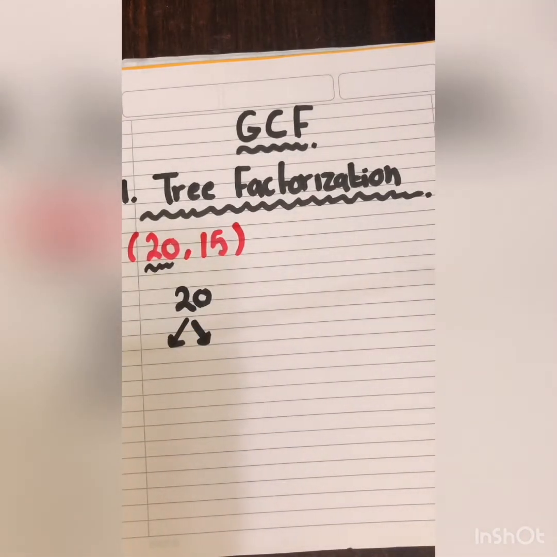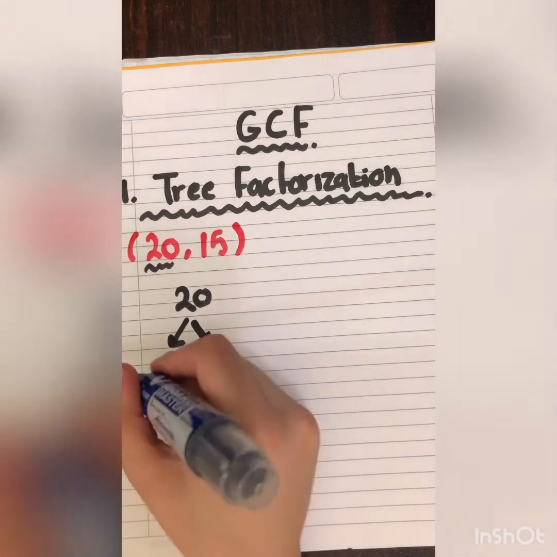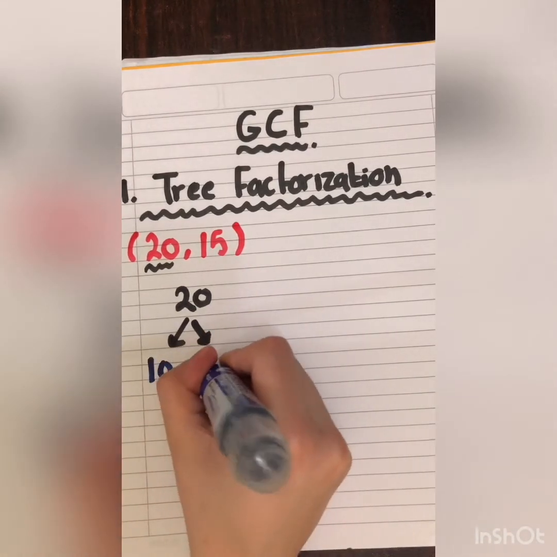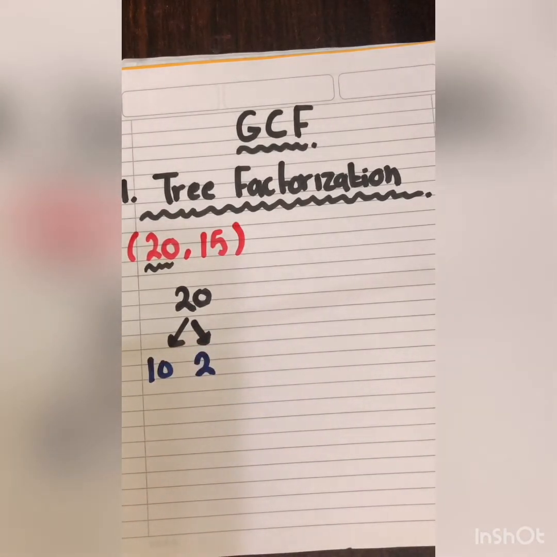Now, think of two numbers. When you multiply, you will get 20. Some of us might think of the 10 and the 2, and some of us might think of the 4 and the 5. Both of them are correct. They will lead you to the same answer. I'm going to show you that after, but now I'm going to write 10 and 2, and then I'm going to show you that even if I chose the 4 and the 5, I will get the same answer.